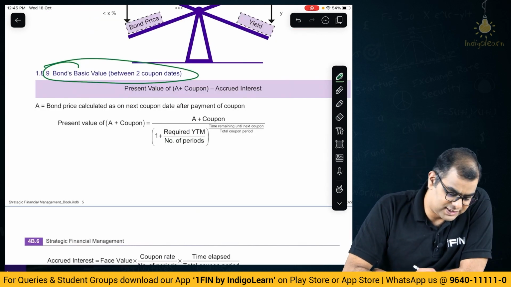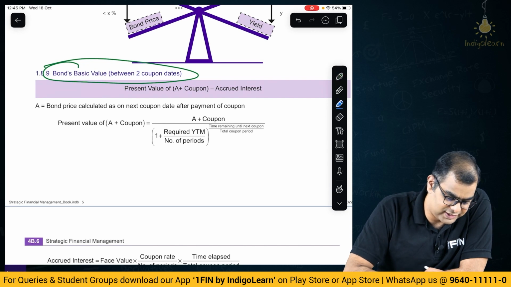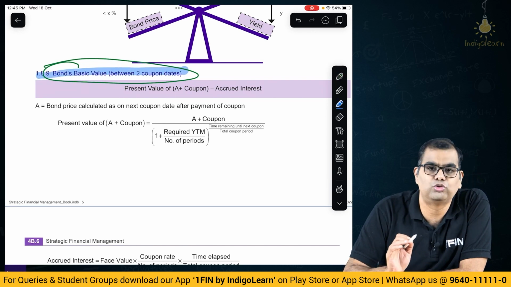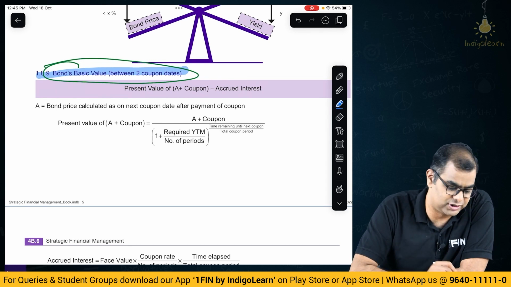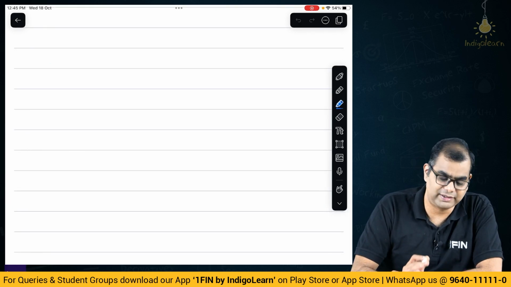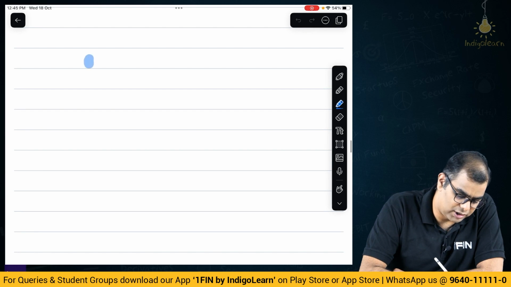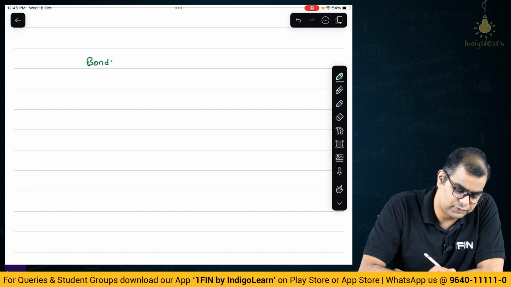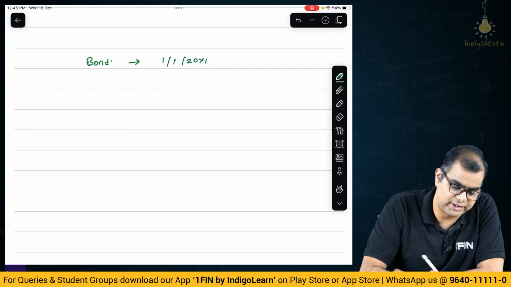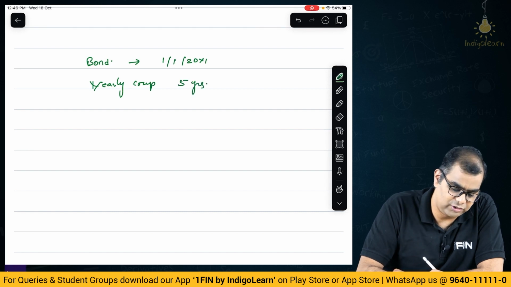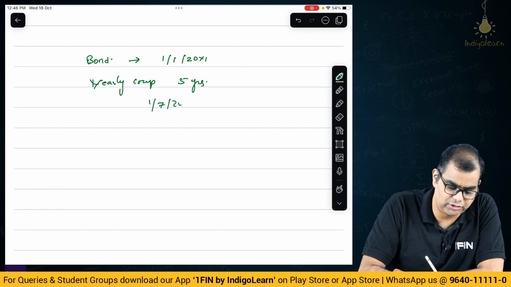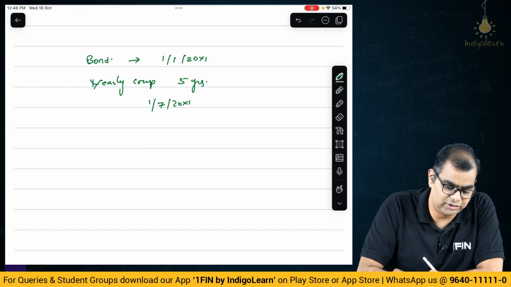So, friends, the next concept we are going to discuss, as I said, is a very interesting one. It is a bond's basic value in between two coupon dates. Before we get into this, I want to tell you certain things. What is this in-between date thing we are talking about? Let's say there is a bond which is issued on 1/1/2020, with yearly coupon, for 5 years. How do you find out the price of the bond on 1/7/20?